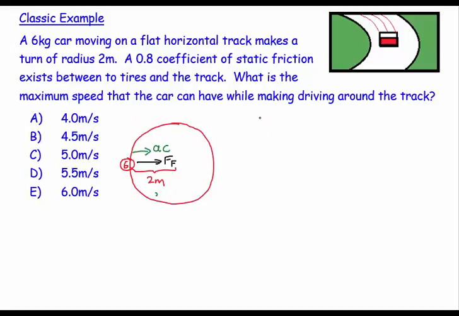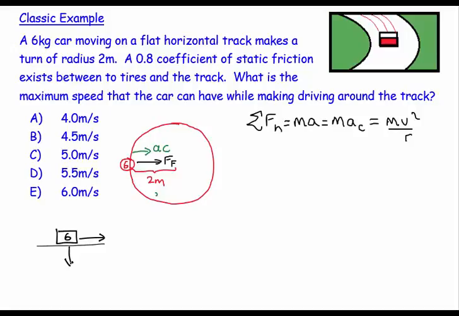So okay, we look at this and try to figure out what's going on, and we say, well, the sum of the forces horizontally is equal to MA, and in this case it's going to be MAC because it's circular motion, which equals MV squared over R. Then I don't know what the force of friction is, so let's figure that out. I know that this is 6 kilograms, so we have a 60 Newton weight, and so my normal force is also 60 newtons, and we have this frictional force here.